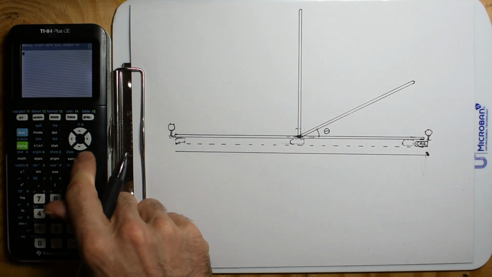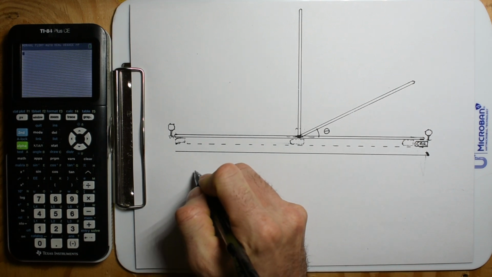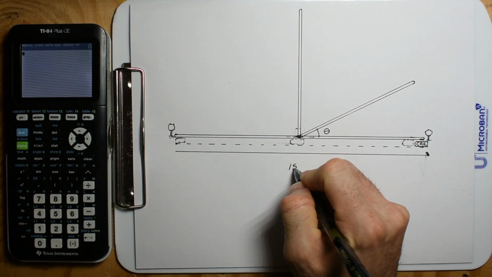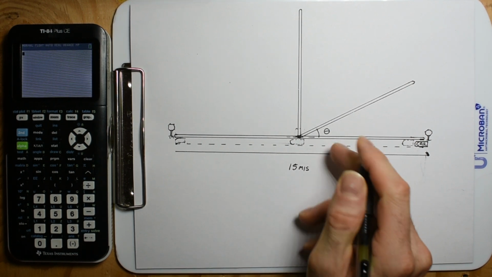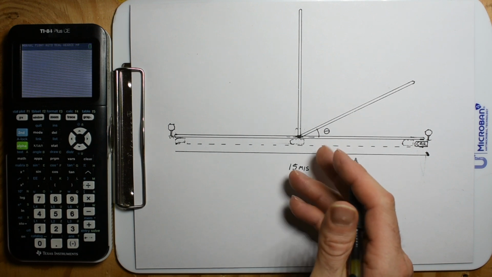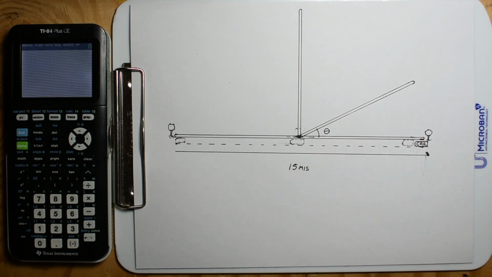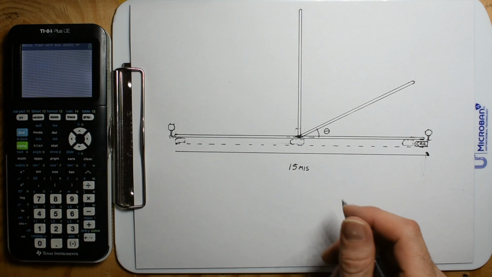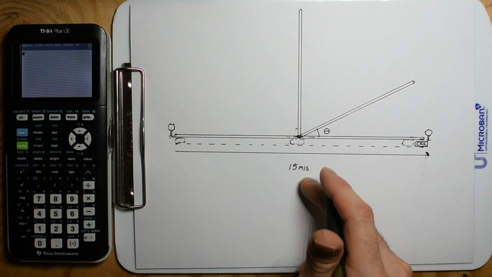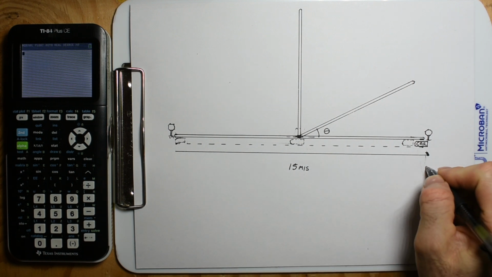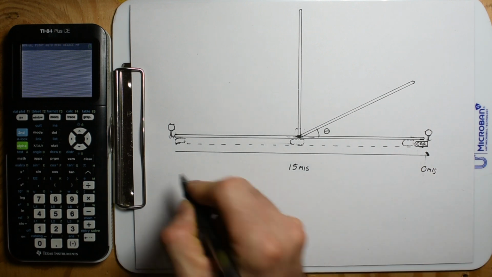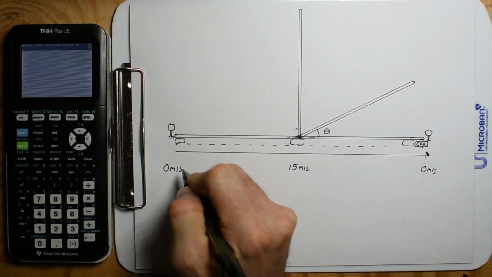We're just going to do everything in meters per second. So the top speed here is going to be 15 meters per second. So we're going to be going over the speed limit in a 25 mile an hour zone. This is a bit over 30 miles an hour. And then we have a speed here of 0 meters per second.